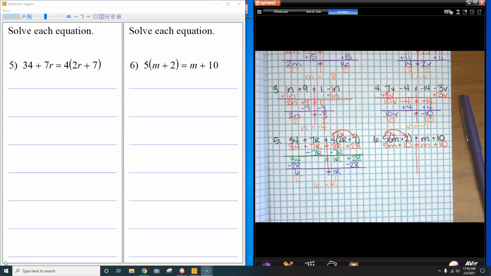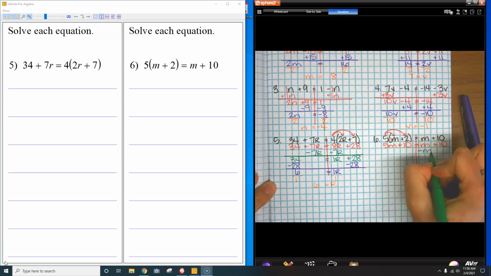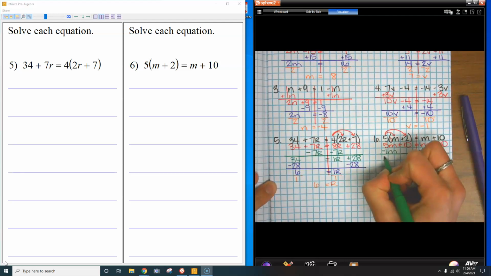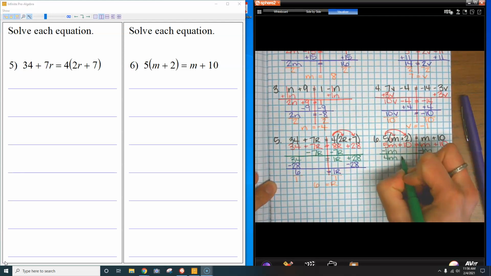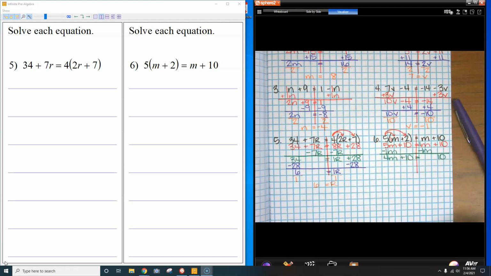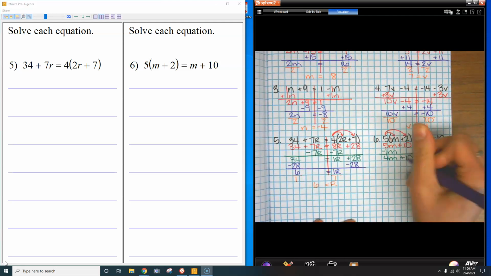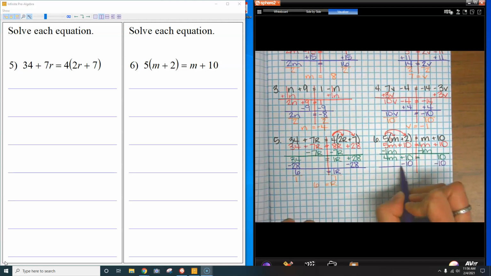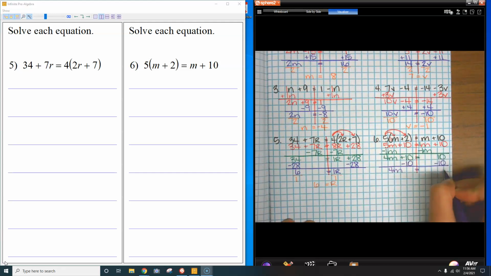I have variables on both sides of the equation, so I'm going to get rid of the smaller one, in this case, minus m, and again, remember that's 1m and 1m, minus 1m. 5m minus 1m is 4m plus 10 equals 10. I want the 4m by itself, so I'm going to subtract 10 from the left, subtract 10 from the right, and I get 4m equals 0. Hey, 0 again. All right, we're not done yet.